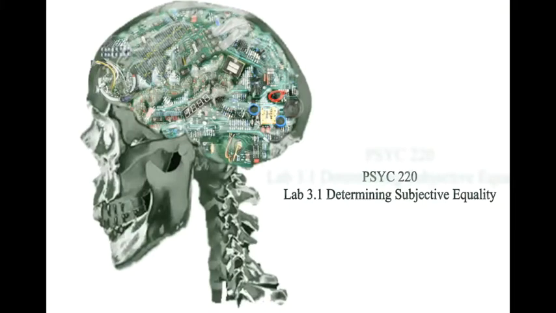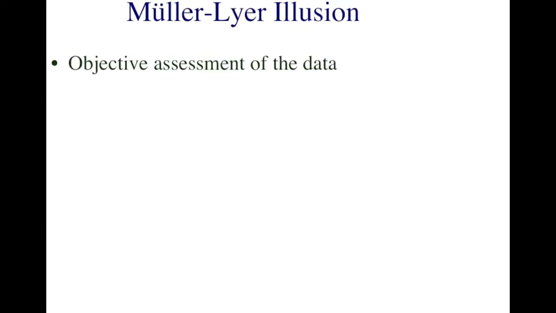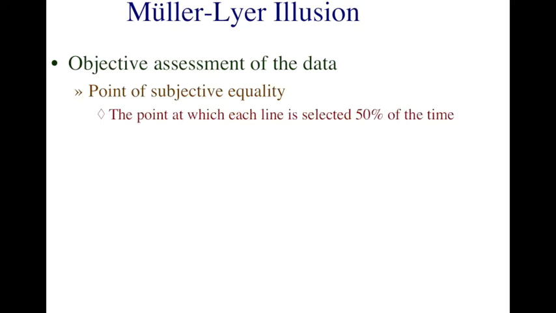In this lab video, I'll show you how to determine the point of subjective equality for the Mueller-Lyer illusion lab. We'll want to do an objective assessment of the data here to try to determine how much bigger the smaller appearing line has to be in order for you to view it as being equivalent in size to the larger appearing line. This is what we call the point of subjective equality, the point at which we would determine that both lines appear to be the same length.